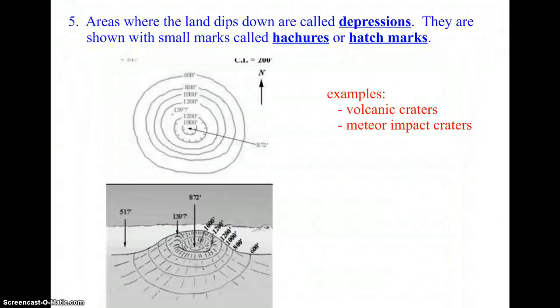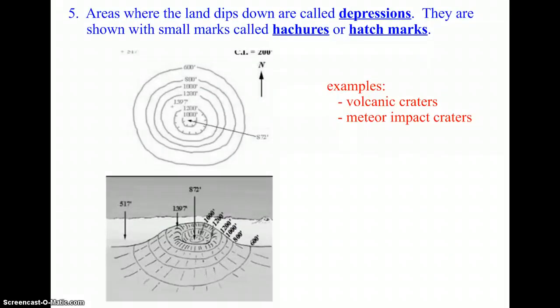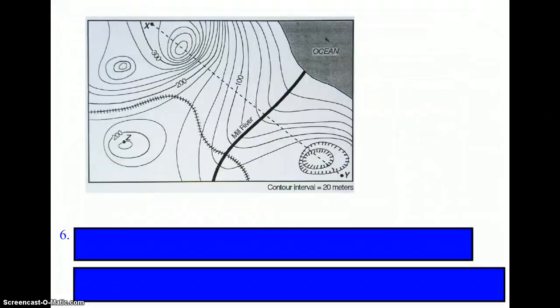All right, moving on. Rule number 5. Sometimes we don't have a hill. Sometimes the land dips down and forms a depression. This is the top of a volcano, and there's a crater up here. That's a depression. On a contour map, we show depressions by using these little marks that are called hachures or hatch marks. We'd find these where there's a volcanic crater, or maybe a meteor hit the earth and left a crater. On your map, we see that right over here we have a depression. These little hachure marks tell us that the land is going downwards.